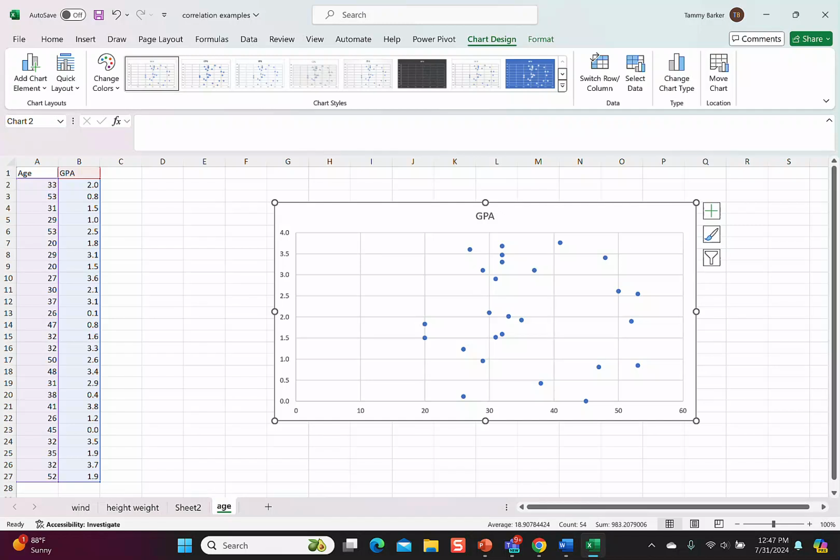As we continue to study statistics, we will find ways to come up with a line of best fit, but for now, we're just looking at the shape of the correlation.